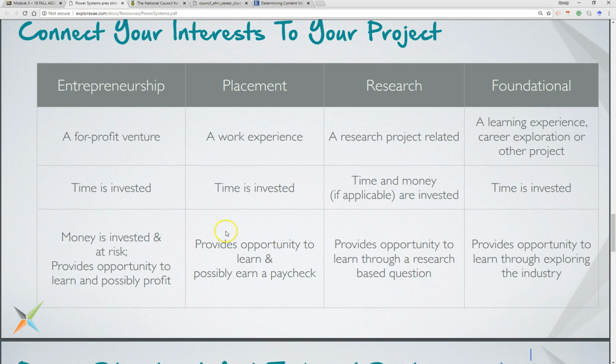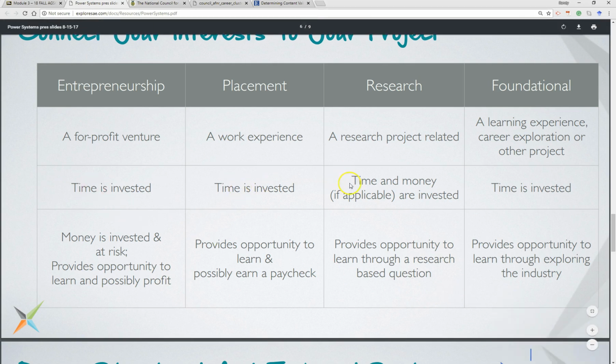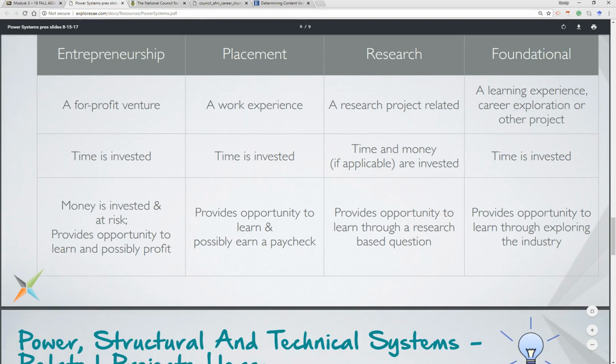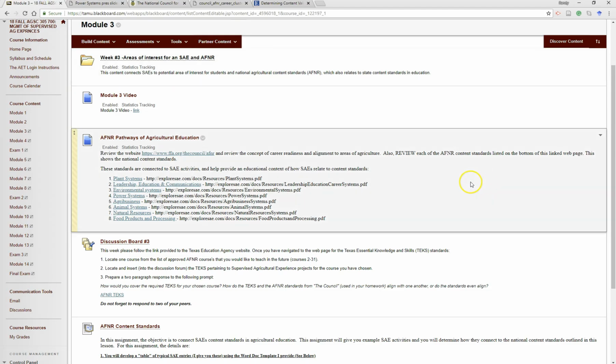Now, do all projects require money? No. So in this module, we are focused purely on time in the project itself. Okay. So as we look through this module, I want you to review the council standards, then move into the standards here and look through these slides that have been prepared for you from Explore SAE.